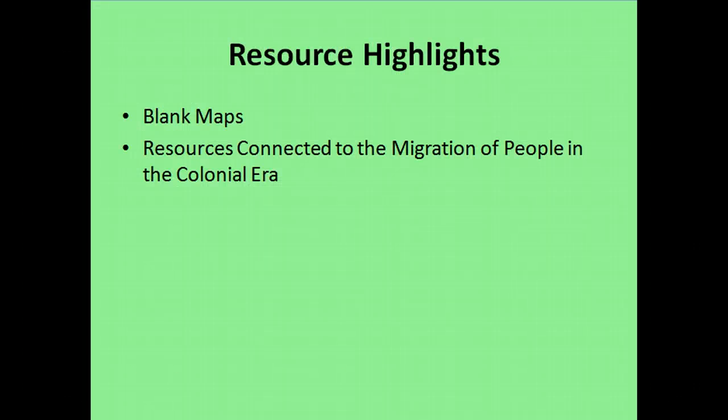Some resource highlights that go with this section include one titled Blank Maps, which includes a large collection of printable blackline master maps that can be copied and used in class with your students. There's also a document titled Resources Connected to the Migration of People in the Colonial Era. This document helps teachers to see many maps connected to various migration patterns, and these maps can be used and analyzed with students.